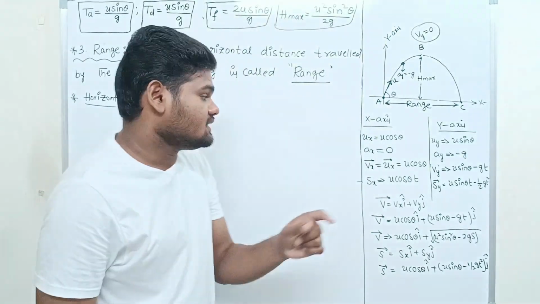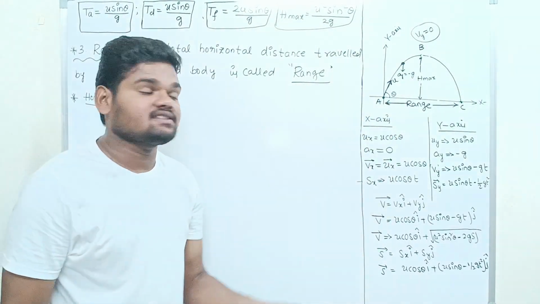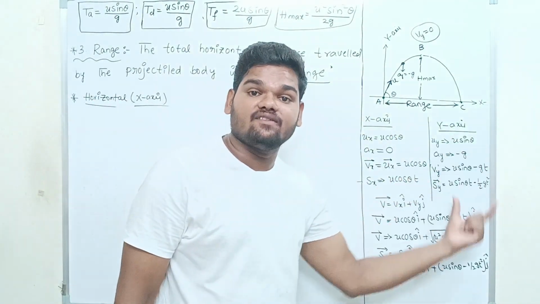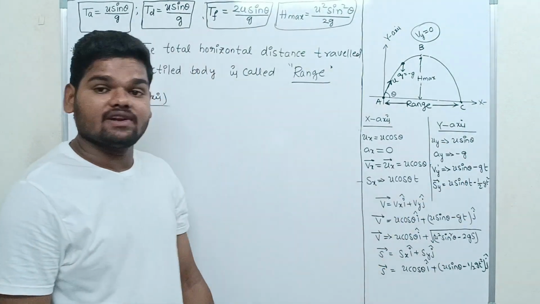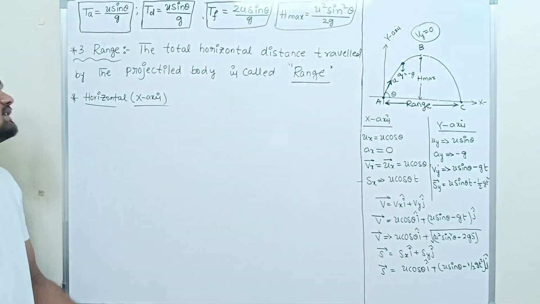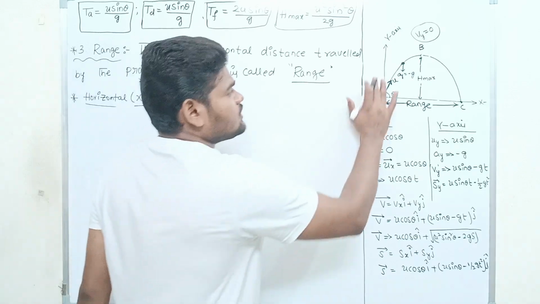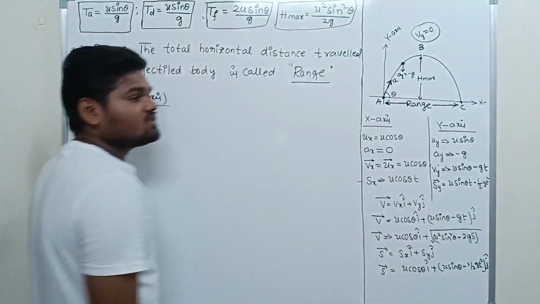Only for range you have to take X components. Otherwise, for time and maximum height, we have to take the vertical components, that means Y axis components. So what do we have to find? The total horizontal distance traveled by the projectile body.